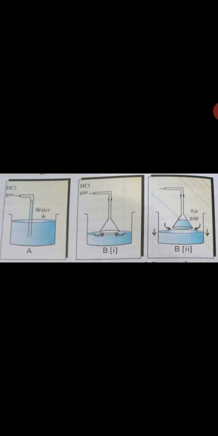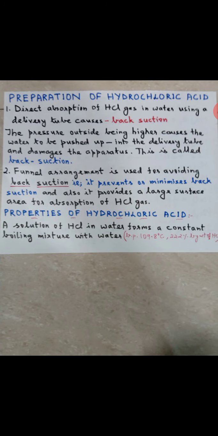Now, see the figure. The first one, figure A. We cannot do this. Got it? That HCl gas, delivery tube, directly we pass into water, and we prepare hydrochloric acid. We cannot do it. Why? Because it causes back suction. Direct absorption of HCl gas in water using a delivery tube causes back suction.